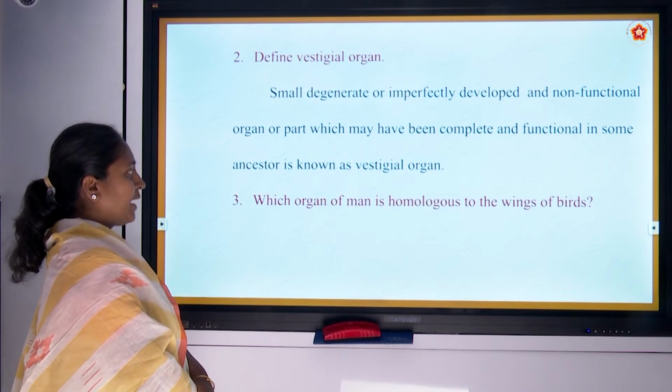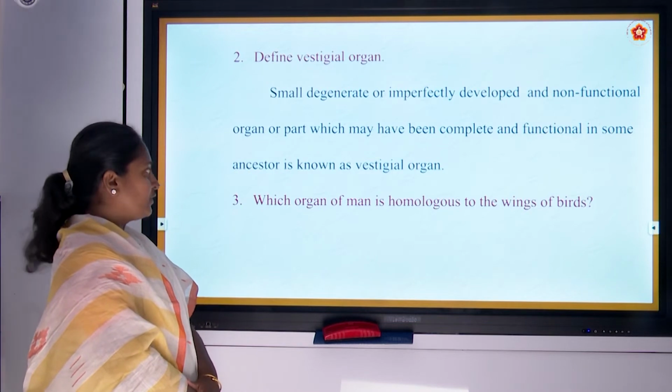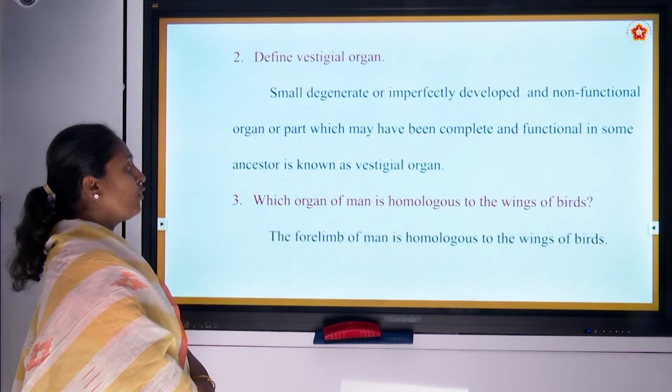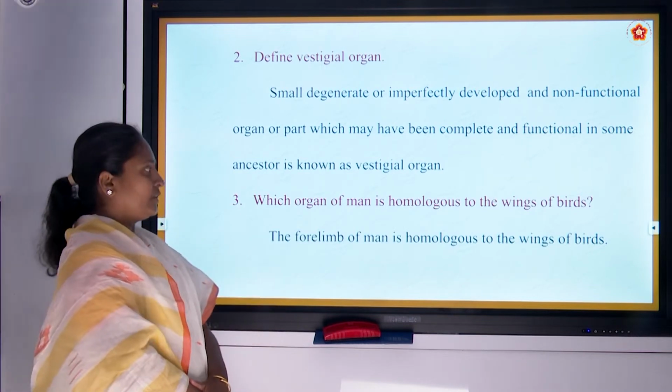Which organ of man is homologous to the wing of a bird? This is the third question which was asked. That is, the forelimb of the man is homologous to the wing in the bird.